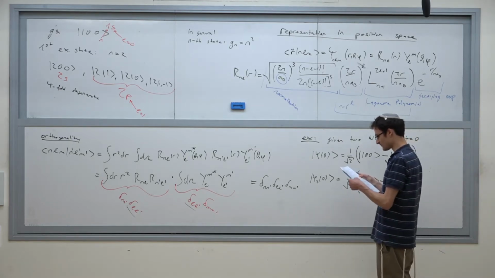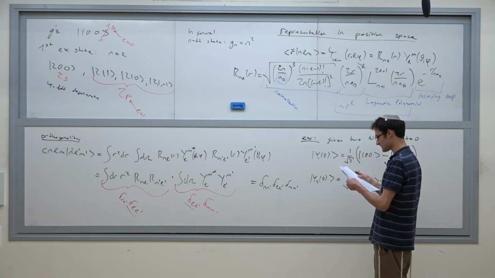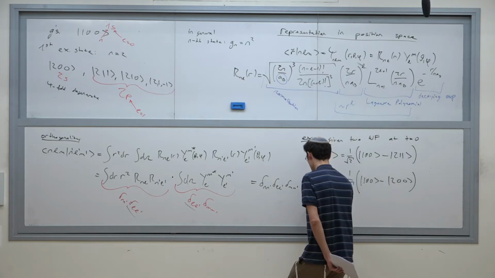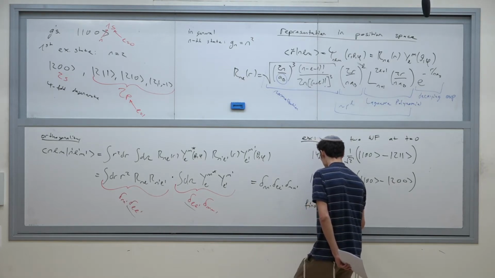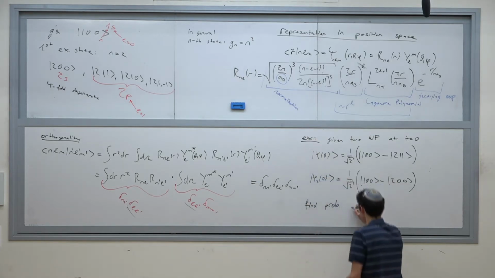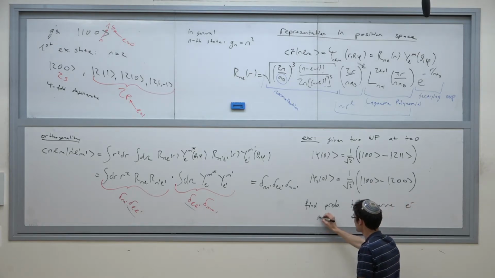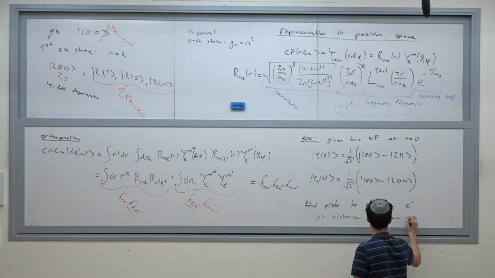And we would like to find the probability to find the electron at a distance r from the nucleus. Electron at distance r from nucleus. We'll call that P of r.